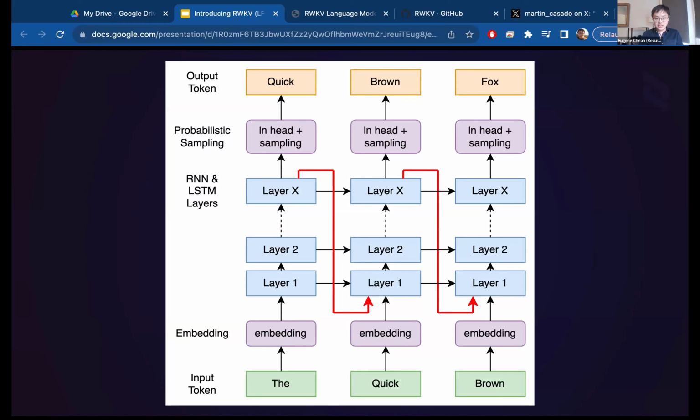So what we did at RWKV is that as the whole world transitioned to Transformer and used attention, the creator of RWKV just went to think differently, like, what if we re-engineered the whole thing for it to work? What if we remove this bottleneck? And that's basically what we did. We just basically cut that line.